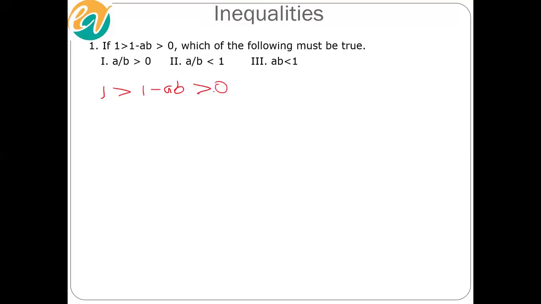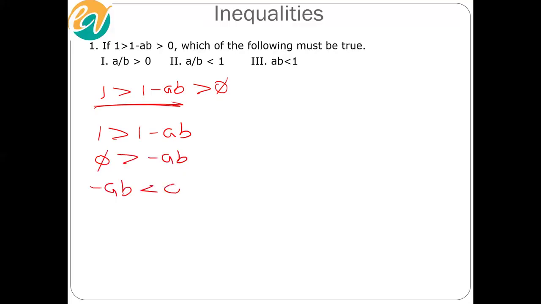All right. Very, very nice, Anand. So let's look at it. Let's first consider this. 1 is greater than 1 minus AB. Now, what can I do? Subtract 1 from both the sides. Again, addition or subtraction, I don't need to worry. So 0 is greater than minus AB, which means minus AB is lesser than 0.